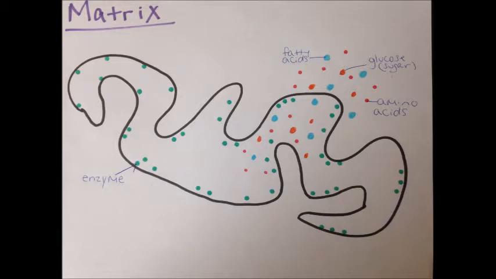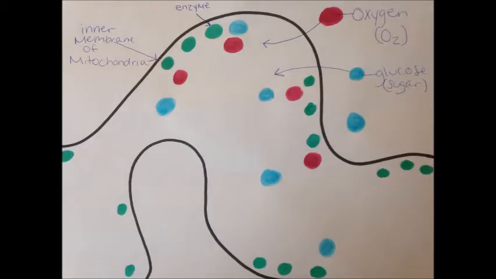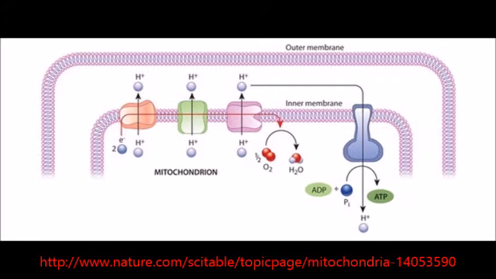Here, the blue, pink, and orange circles represent fatty acids, glucose, and amino acids. Focusing on glucose processing makes it easier to understand how energy is made. Oxygen also enters the matrix and moves towards the enzymes while glucose does the same. Enzymes break down glucose through a process called the Krebs cycle. This is a complicated process and very long, but can be simplified.